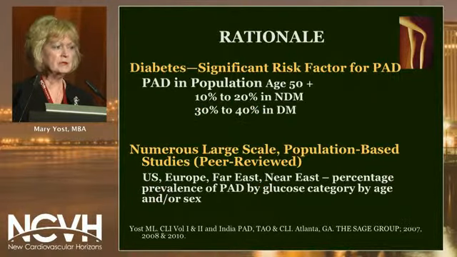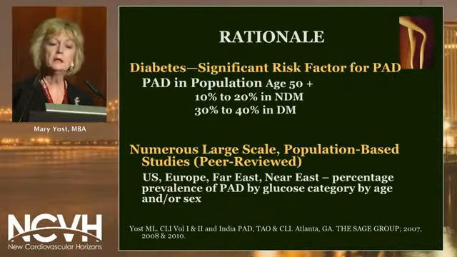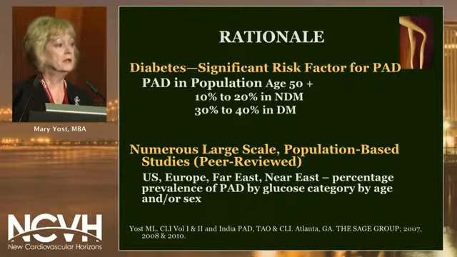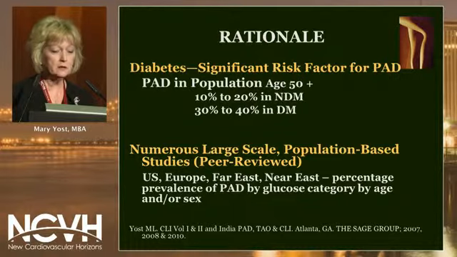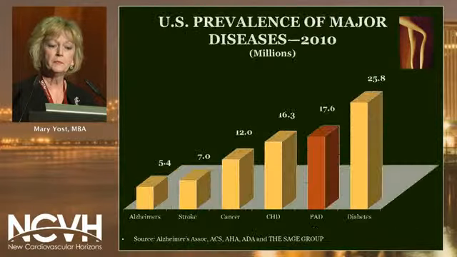The rationale for this: diabetes is a significant risk factor for PAD. If you look at the population 50 years and older, 10 to 20% of them have PAD that don't have diabetes. However, of those with diabetes, 30 to 40% have PAD. There are also numerous large-scale population-based studies that have been published in peer-reviewed journals that have examined the prevalence of PAD in many different populations, not just in the US, but worldwide.